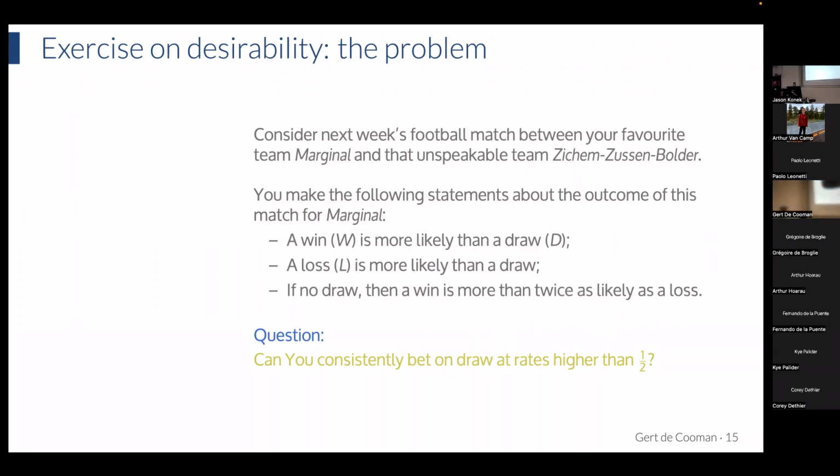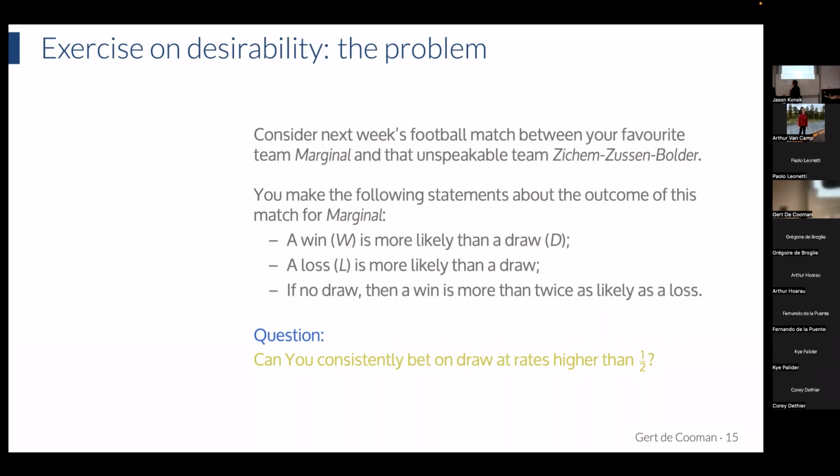There may be some confusion about the "more likely" statements. Let me give you one example of how I see it. There may be different ways of seeing it, but just to avoid any confusion, let's look at the first one: win more likely than draw. What do I mean by that?